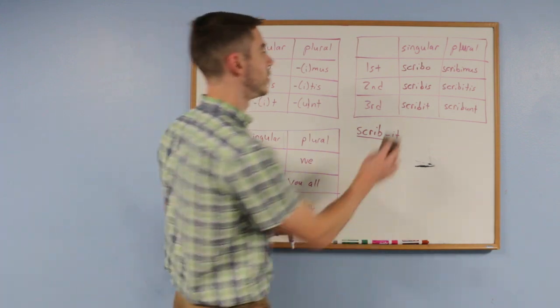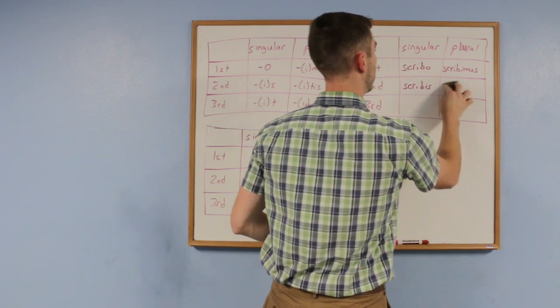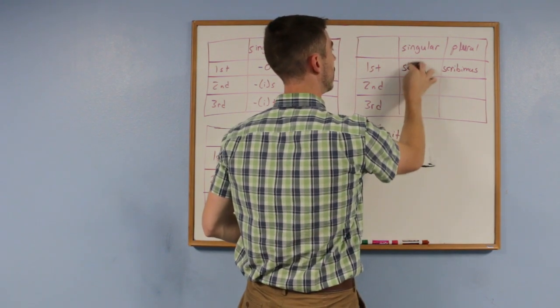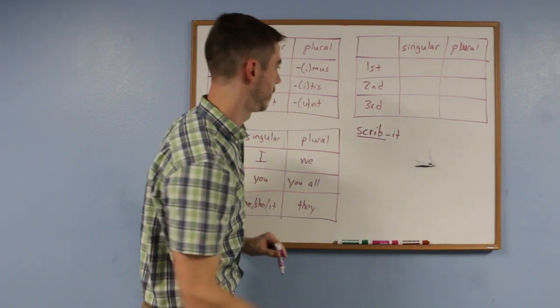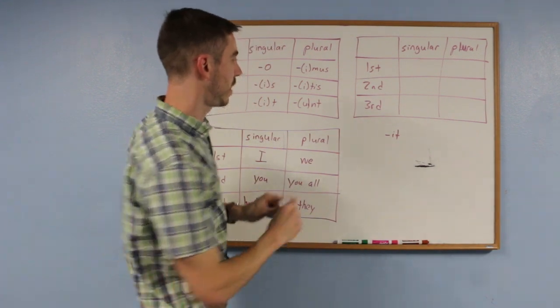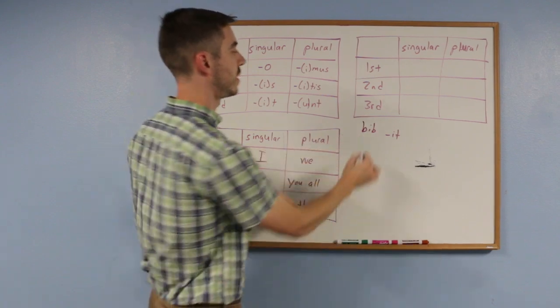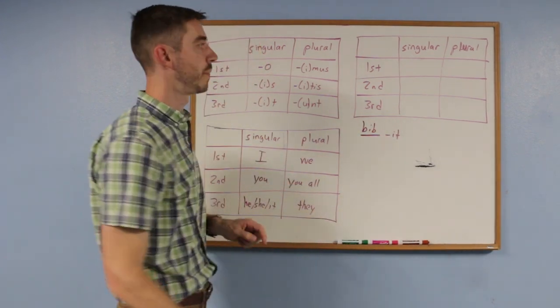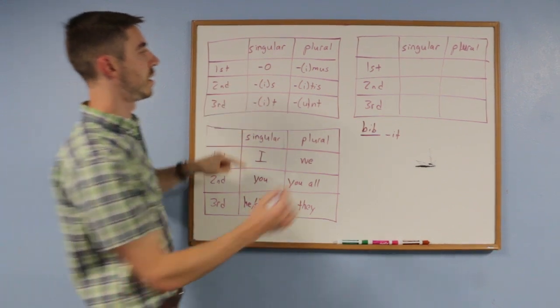All right, let's do it for bibit. Okay, what do you think the stem of bibit is? So again, we just take off the it, and we have bib. Okay, so bib is the stem. So now we take the stem and we just put the different endings on.